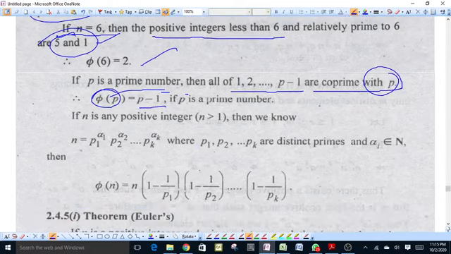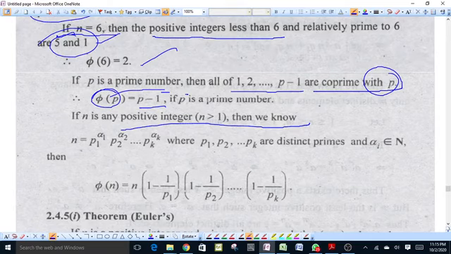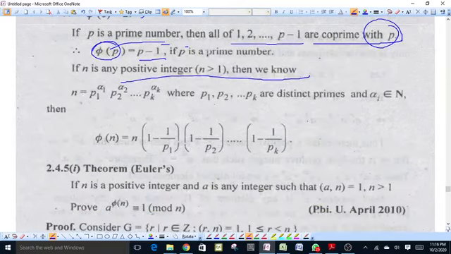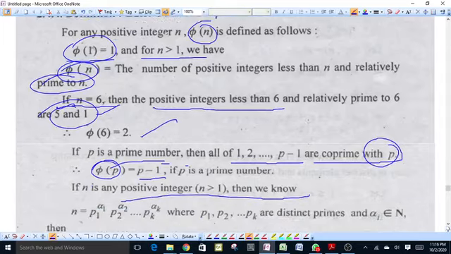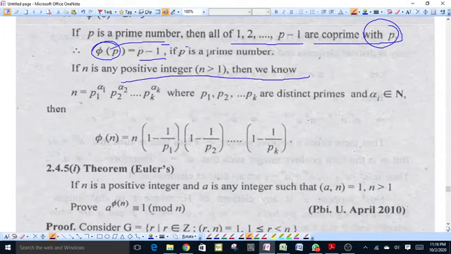Now, if n is any positive integer, then we can write n as p1 raised to power alpha 1, p2 raised to power alpha 2, and so on up to pk raised to power alpha k, where p1, p2, ..., pk are the distinct prime factors of n and alpha 1, alpha 2, ..., alpha k are their powers. Therefore, Euler's function phi n will be equal to n into 1 minus 1 by p1, into 1 minus 1 by p2, and so on, 1 minus 1 by pk.